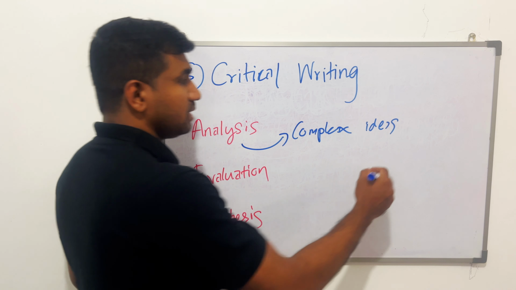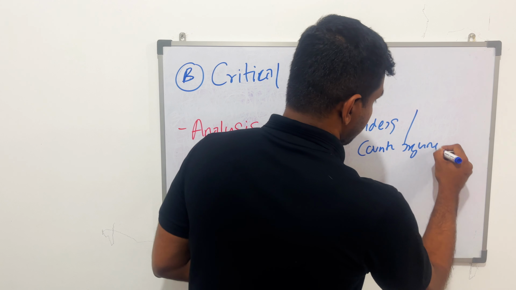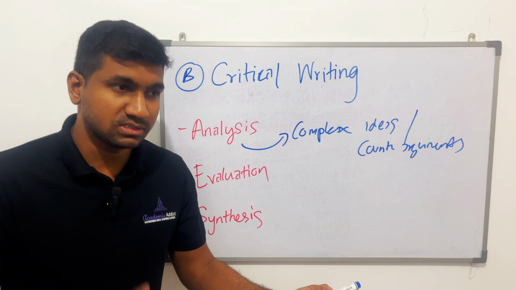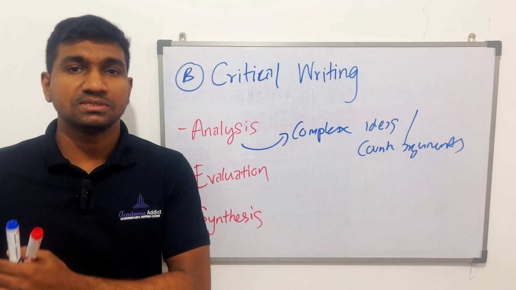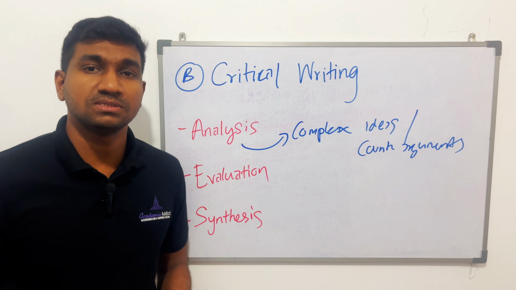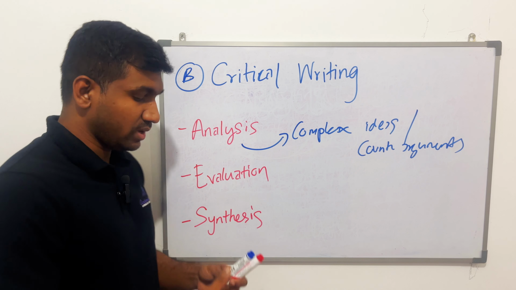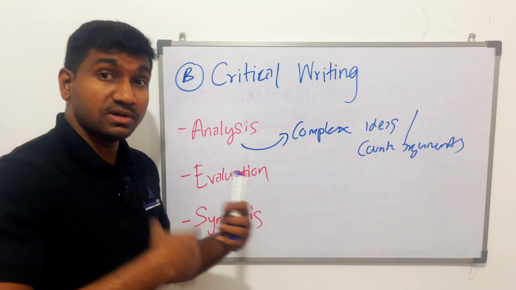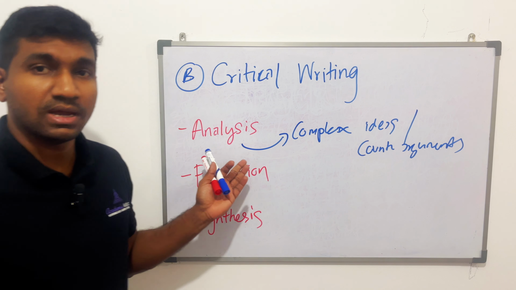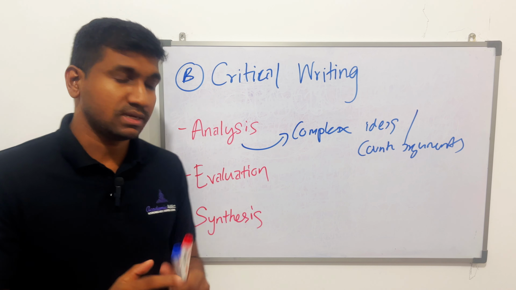Or maybe you're bringing counter arguments. Counter arguments as in, if ABC says this is what motivation is, and XYZ says no, that is not motivation, motivation is something different to what ABC said. That is also a counter argument. That is also part of analysis. You are analyzing motivation from a different angle. So when you write like that, you are analyzing things. When you analyze things, it is part of your critical writing.